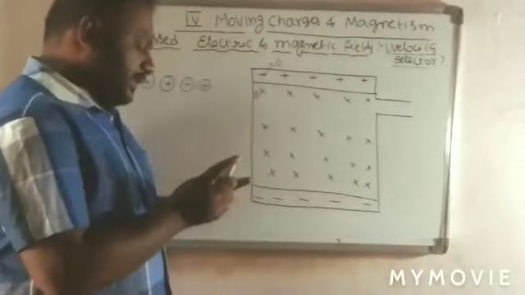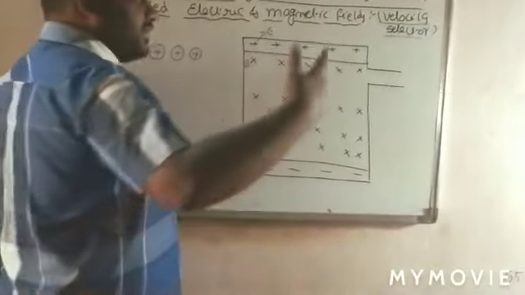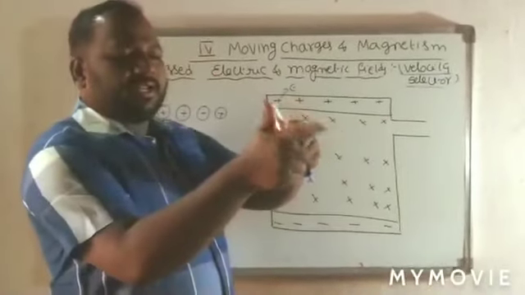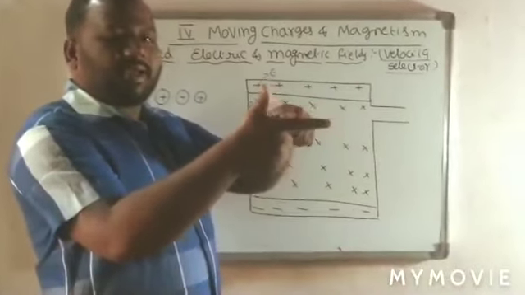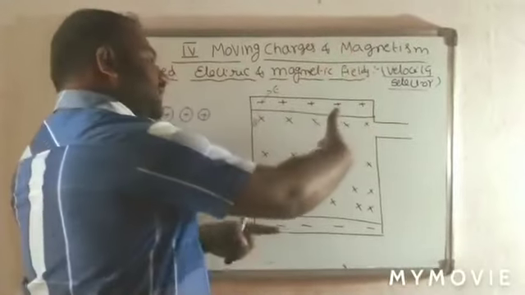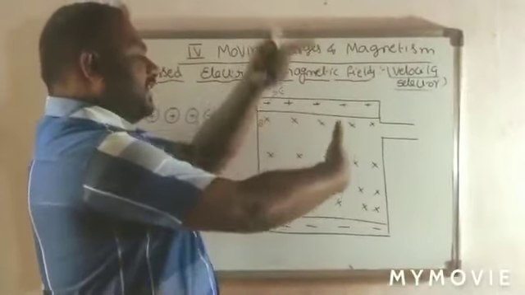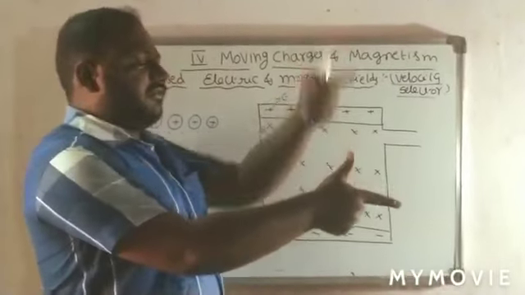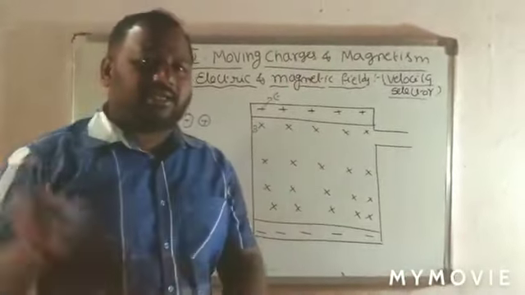What is the meaning of that one? The cross represents the magnetic field acting into the board. So here, for example, this finger is representing the magnetic field. This is into the board. Now this is the direction of the electric field. The magnetic field and electric field are both perpendicular to each other.